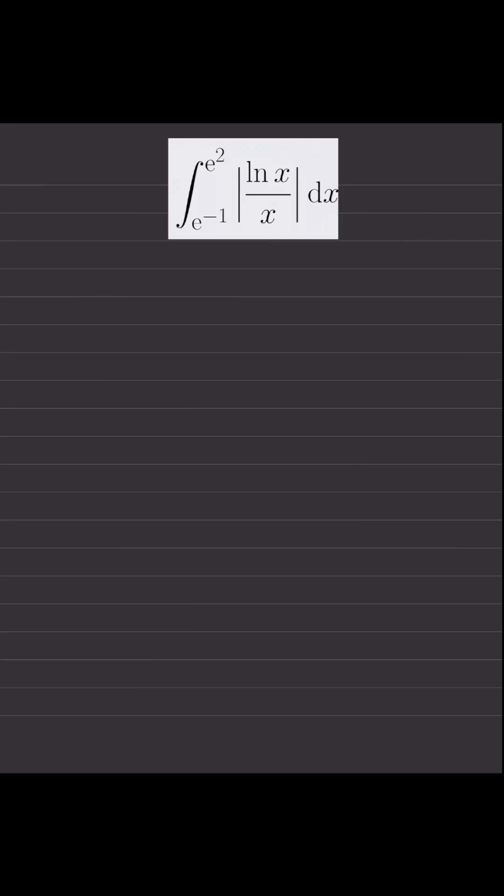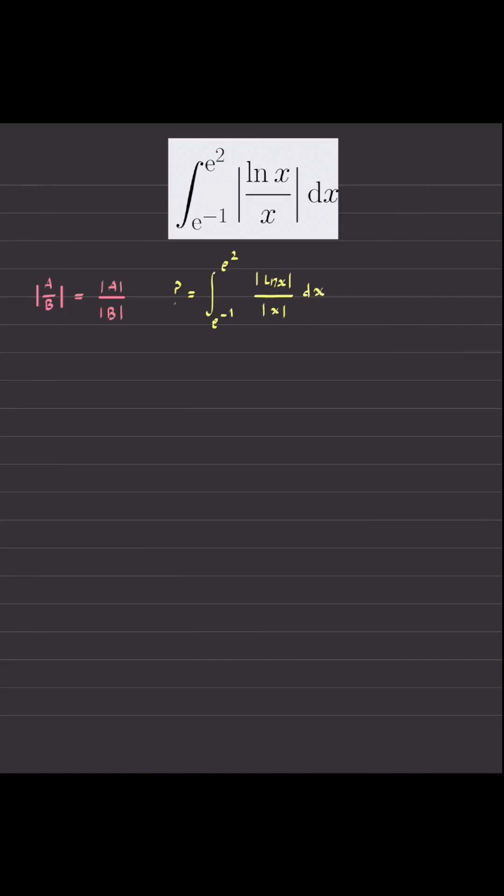Okay, the first thing we are supposed to do is to get rid of the absolute value sign. So first thing I will do is to use this well-known formula for absolute value of a fraction. You know that the absolute value of a fraction like a over b can be written in the form of absolute value of the numerator divided by absolute value of the denominator. So my question mark, which is this integral, can be written as the integral from e to power minus 1 to e squared of the absolute value of the numerator, in this case ln of x, divided by absolute value of x dx.